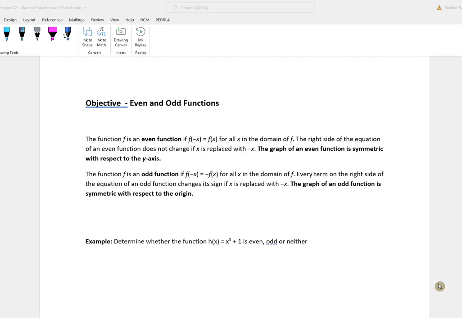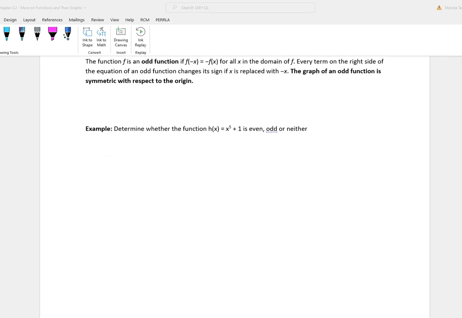Alright, so let's look at this problem. We're going to determine whether or not the function h of x is equal to x to the fifth plus 1. We're going to determine whether or not it's even, odd, or neither. Alright, so to check for even, you're going to set x equal to negative x.